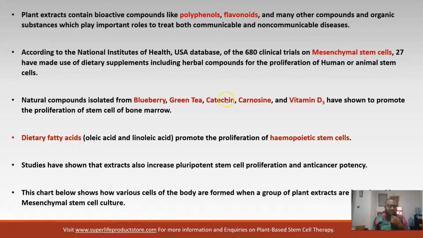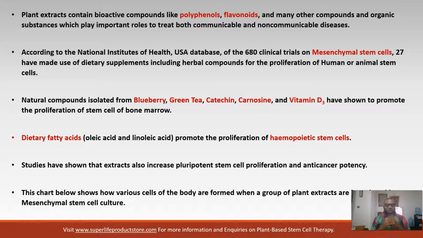So plant extracts, most of them contain bioactive compounds like polyphenols and flavonoids, which you would see when I go down more in this video, and many other compounds and organic substances which play very vital roles to treat communicable and non-communicable diseases. So according to the National Institutes of Health, the USA database, out of 680 clinical trials on mesenchymal stem cells, 27 have made use of dietary supplements, including herbal compounds, for the growth, rejuvenation, and expansion of human and animal stem cells.